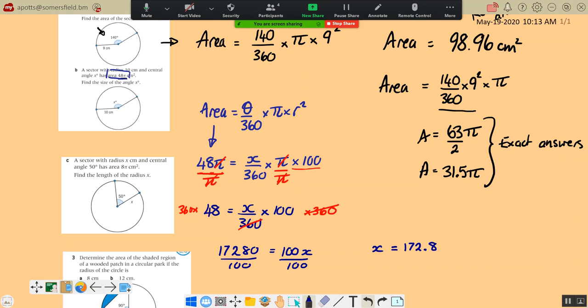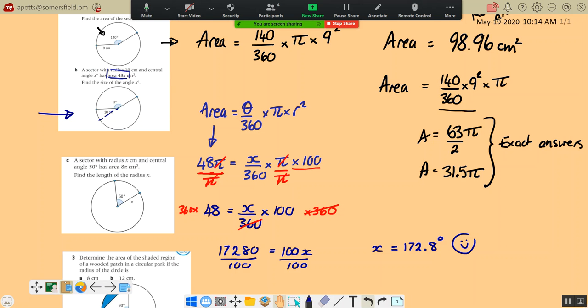172.8. And what is x again? What's the units of x? It's the angle, so it's in degrees. How does that look, guys? Does that look right? Yeah, because you see this angle, it's not quite 180 degrees. The whole thing would be 180, and we've got a little bit less. So that kind of makes sense. I'm happy with that. So I can use that to find the angle.